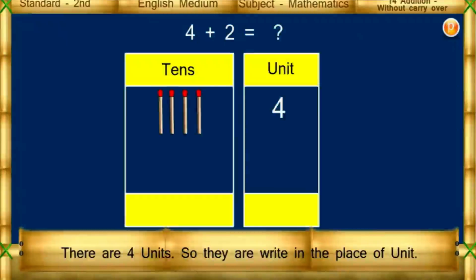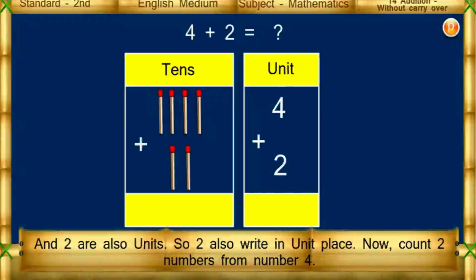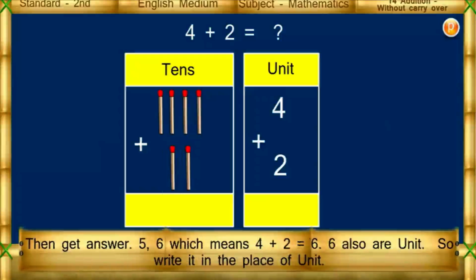4 plus 2 equals how many? There are 4 units, so write it in the unit place. And 2 are also units, so 2 is also written in the unit place. Now count two numbers from number 4. Then we get the answer: 5, 6, which means 4 plus 2 equals 6.